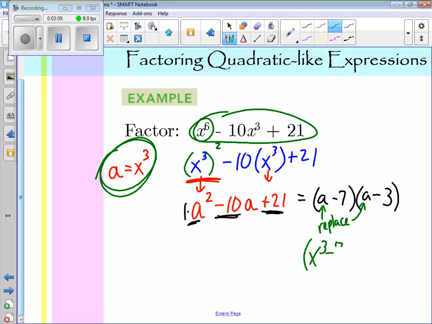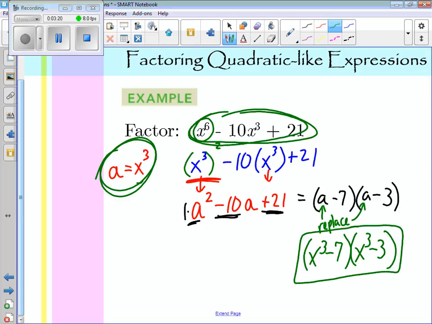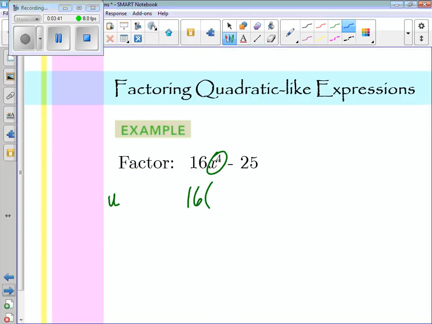You don't have to do this replacement at the very beginning. If you can do this without it, great. I think substituting makes it much easier. So we have x to the third minus 7, x to the third minus 3. We look, x to the third minus 7, that's not a perfect square binomial. X to the third minus 3, not a perfect square binomial, so we're good. Let's move on.